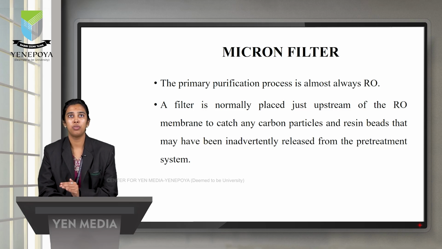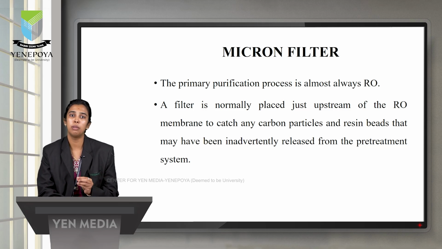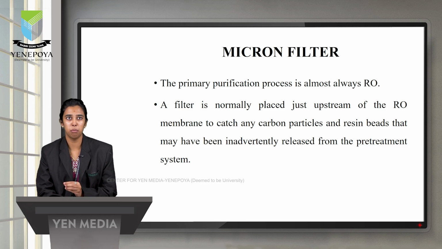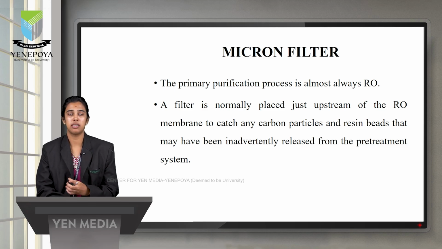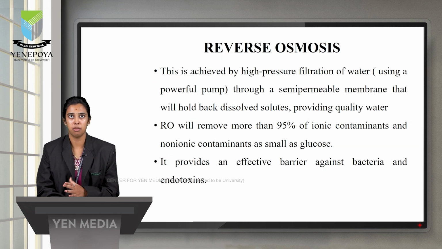The primary purification process is always by the RO, but very small particles can be removed in the micron filter. A filter is normally placed upstream of the RO membrane to catch any carbon particles and resin beads that may have been inadvertently released into the pre-treatment system. That's why micron filters are present.